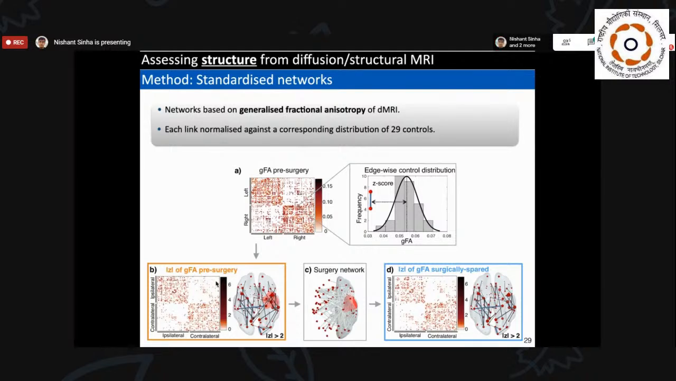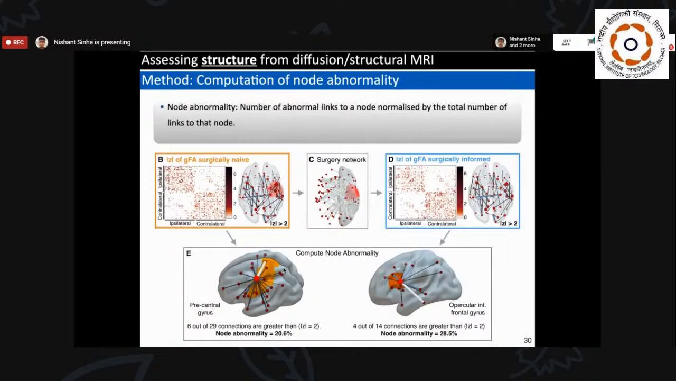So a high value of z-score means a highly abnormal connection. A z-score which is within the range of the control distribution means that they are in the normal range of a control deviation. Now we can include the information of the surgery on this z-transformed brain network to get a surgically spared brain network like this. And then we can assess how many abnormal connections are going at a particular brain region.